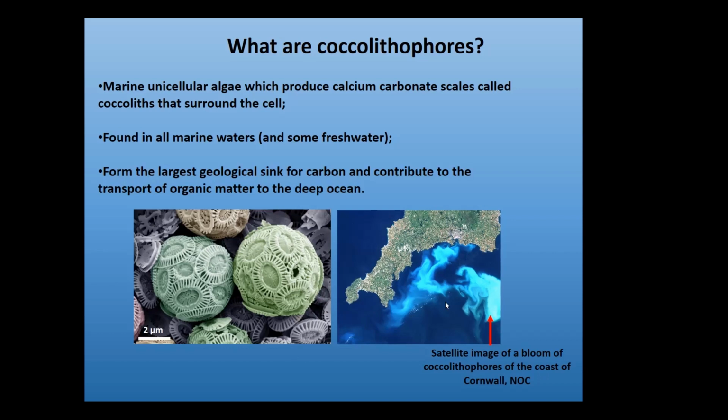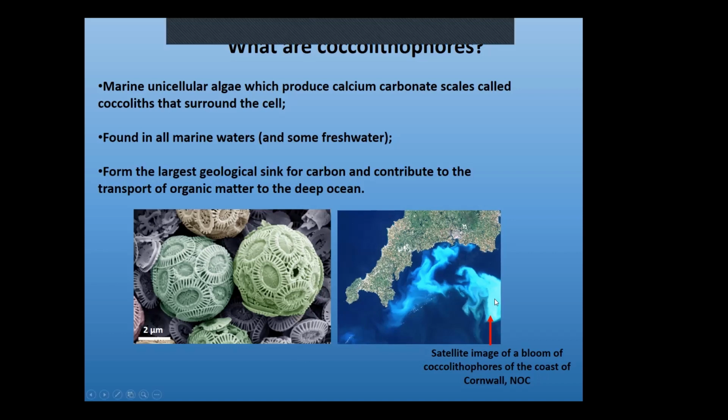And this is a satellite image of a bloom of coccolithophores. They're known to form these huge blooms in the oceans, and they can be seen from space, which are all these whitish, light blue patches that you see here. The reason that we can see that is that we're actually looking at the calcium carbonate reflecting the light.